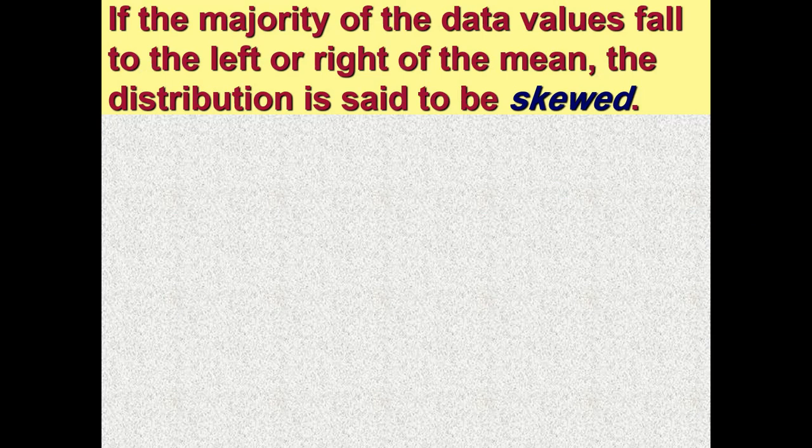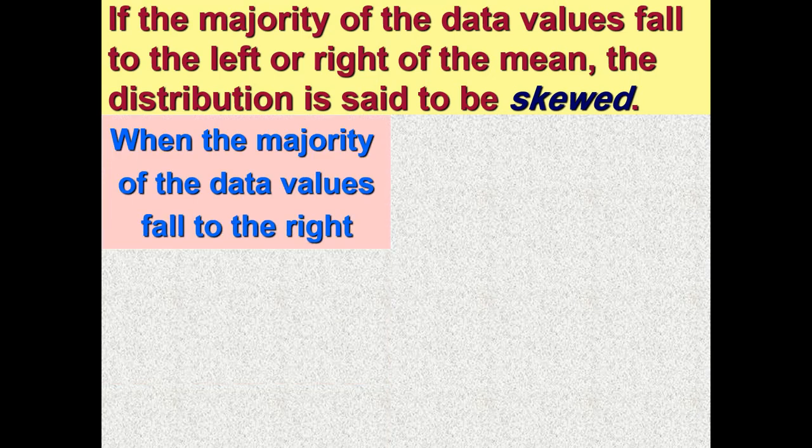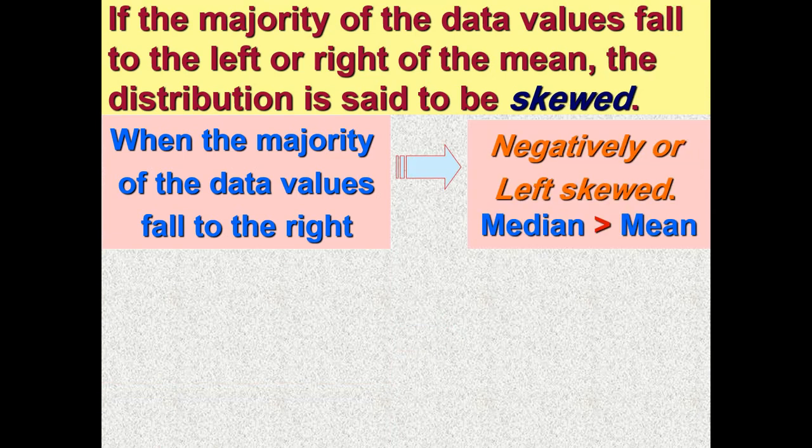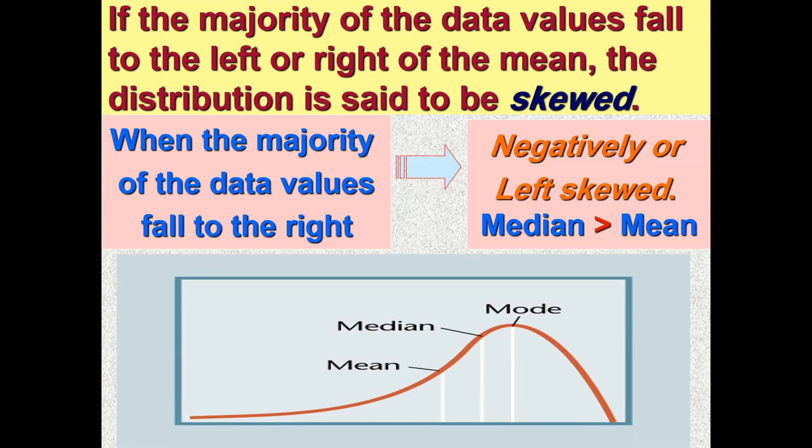If the majority of the data values fall to the left or right of the mean, the distribution is said to be skewed. When the majority of data values fall to the right, it is negatively or left skewed data. The median is greater than the mean. This is left skewed data: most of the data lies to the right and the tail is to the left. We name the skewness according to the direction of the tail of the curve.